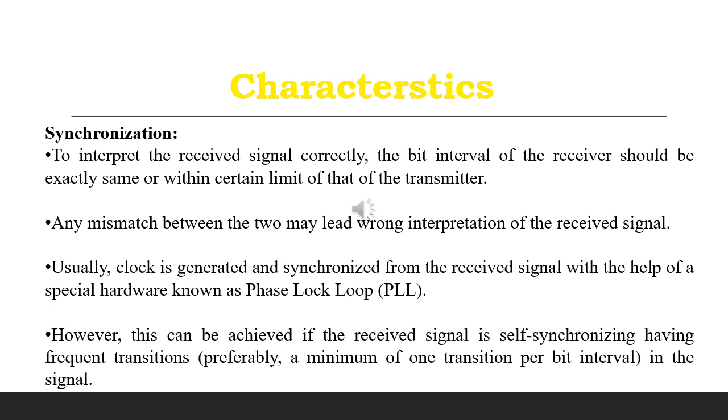Synchronization. To interpret the received signal correctly, the bit interval of a receiver should be exactly same or within certain limit of that of the transmitter. Any mismatch between the two may lead to wrong interpretation of the received signal. Usually, clock is generated and synchronized from the received signal with the help of a special hardware known as phase lock loop (PLL). However, this can be achieved if the received signal is self-synchronizing, having frequent transition in the signal.